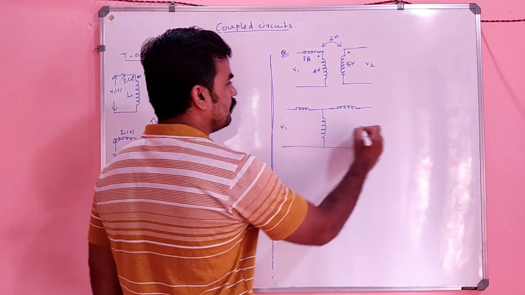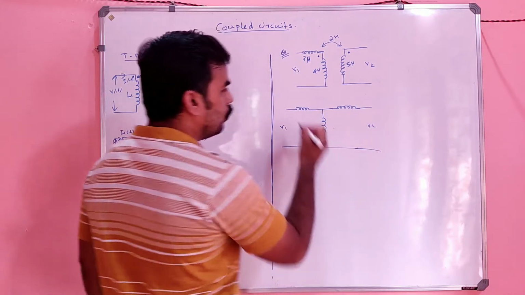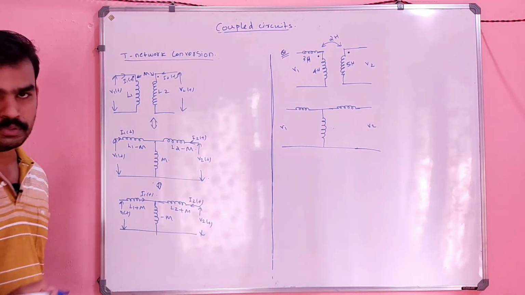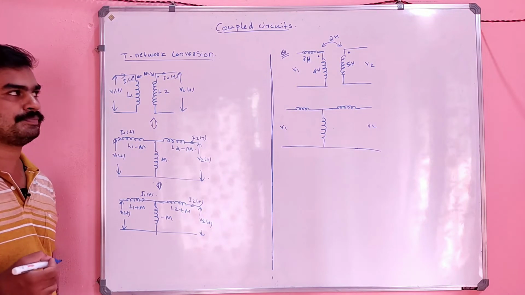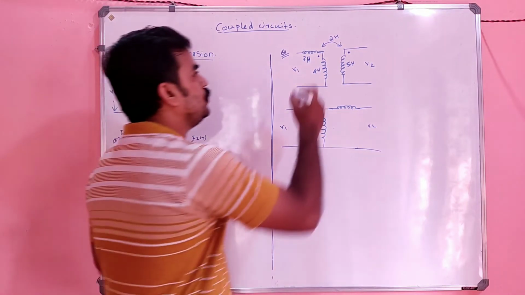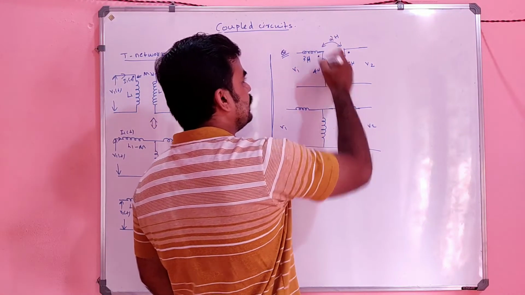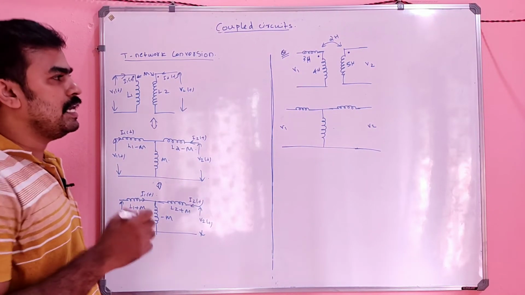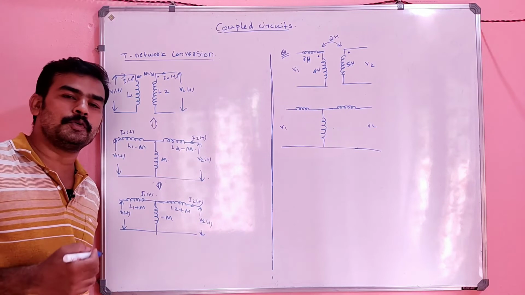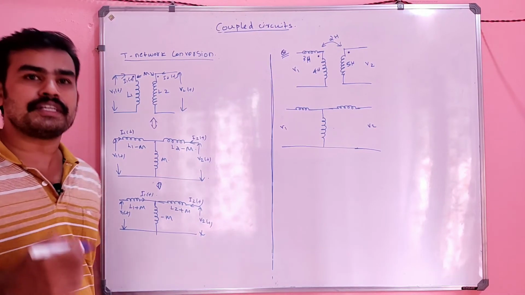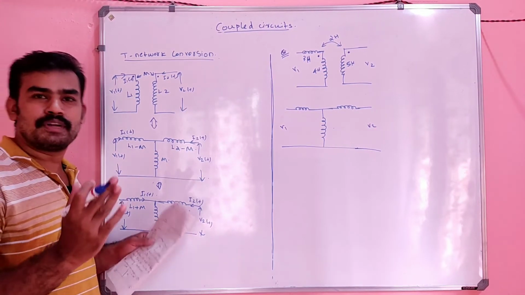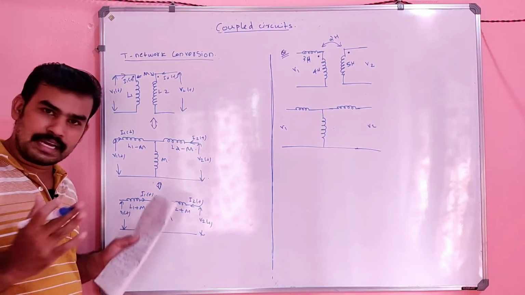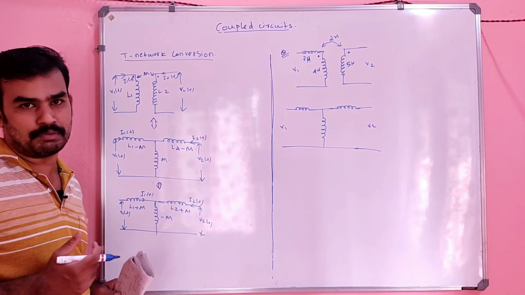There will of course be V1 and V2. What are the inductance values? See, there are two inductances in the same manner, seriously connected. Then the effective inductance will be L1 plus L2 plus 2M. That will be the effective inductance if you consider a single circuit.